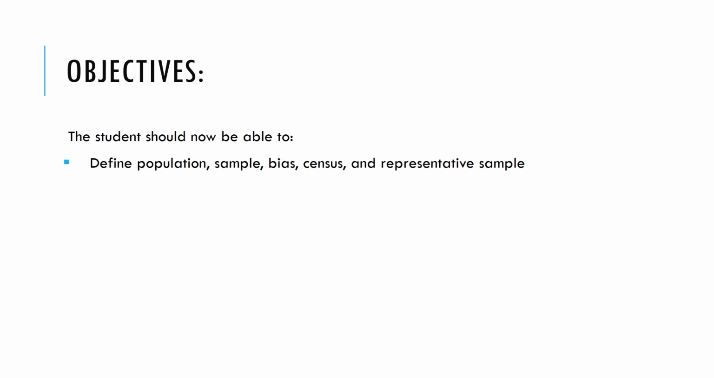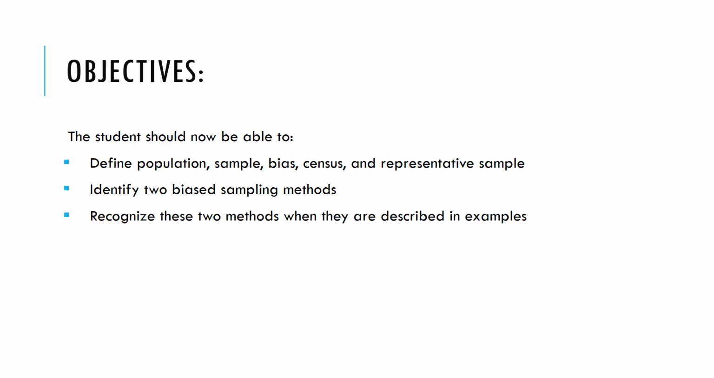You should now be able to define the words population, sample, bias, census, and representative sample. You should also be able to identify 2 biased sampling methods and to recognize these 2 methods when they are described in examples.